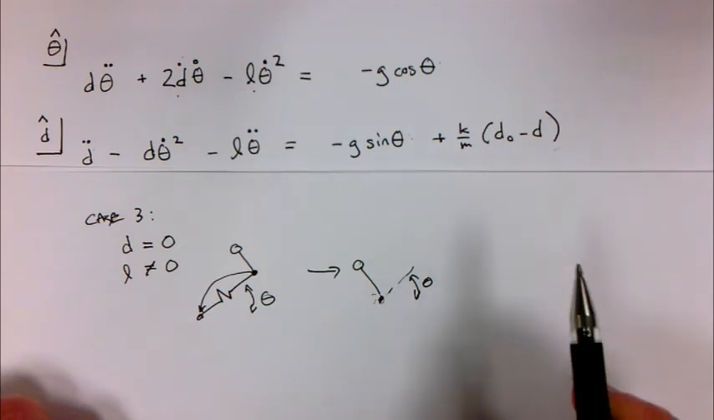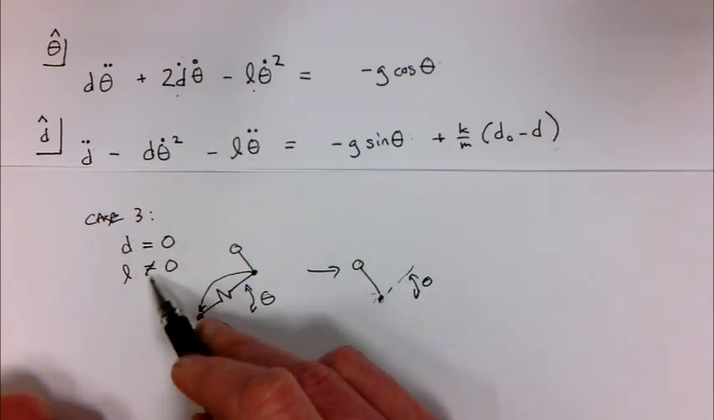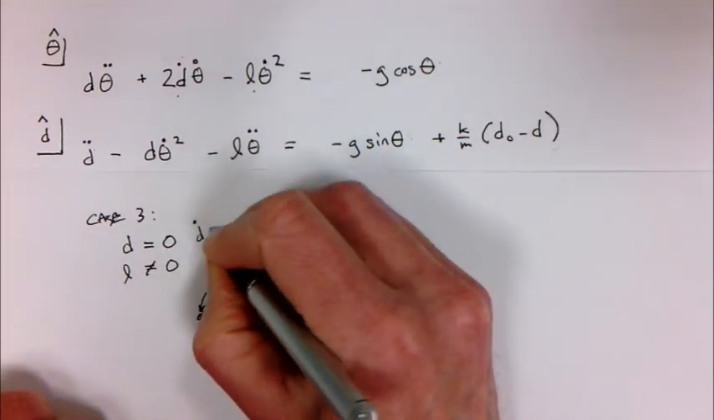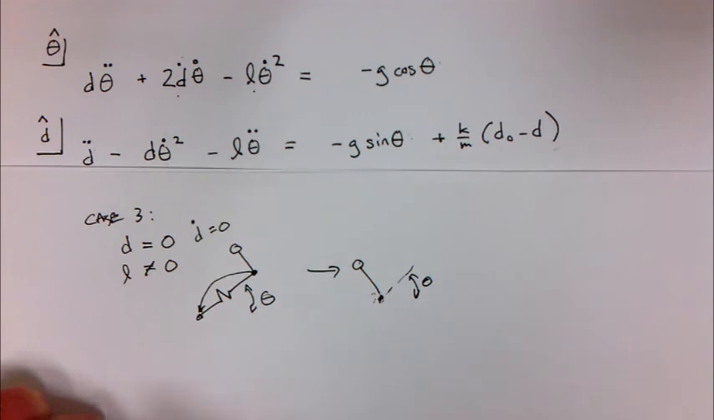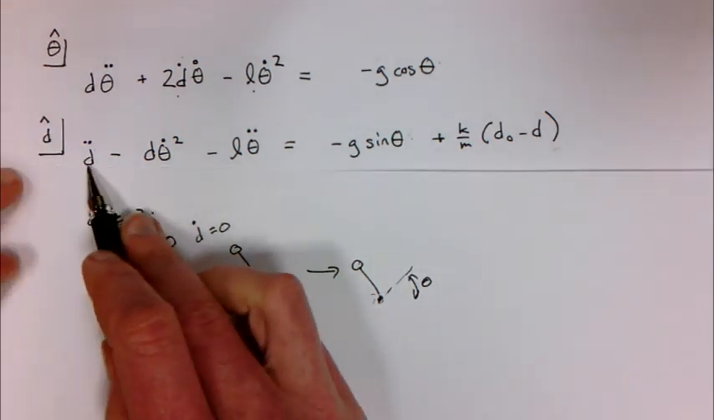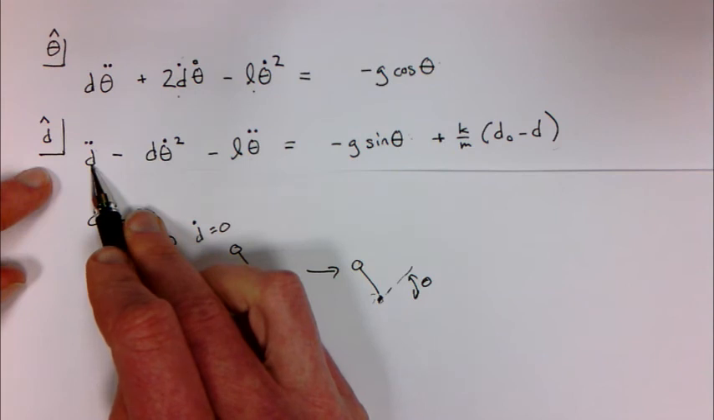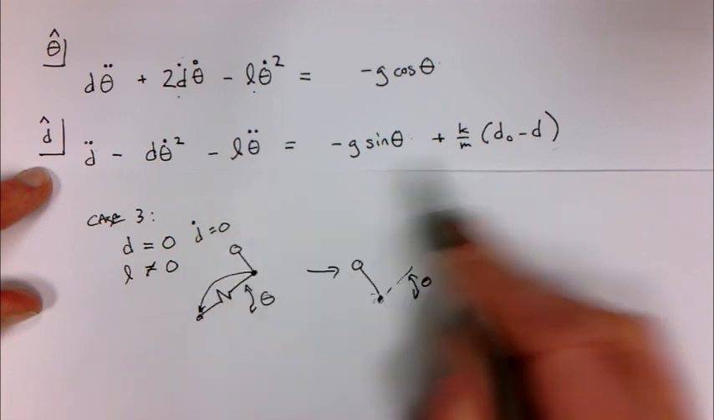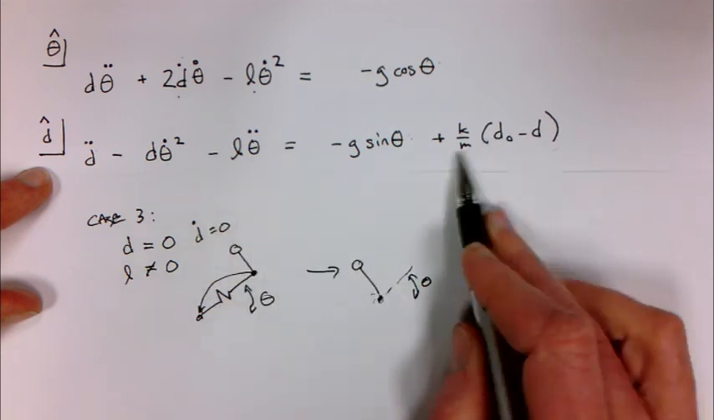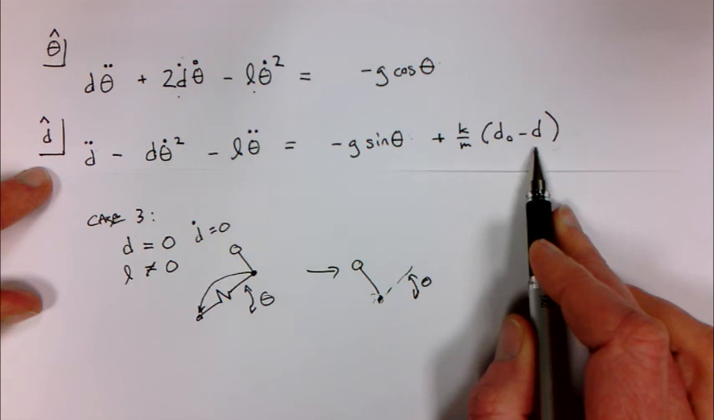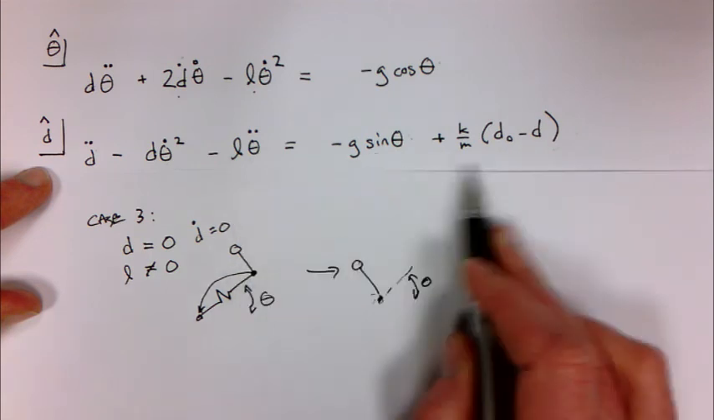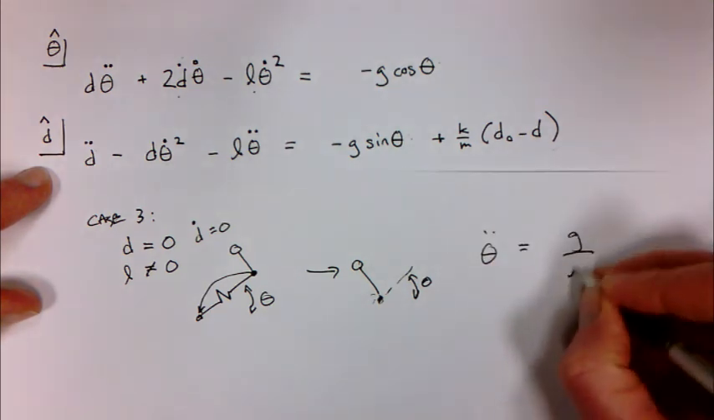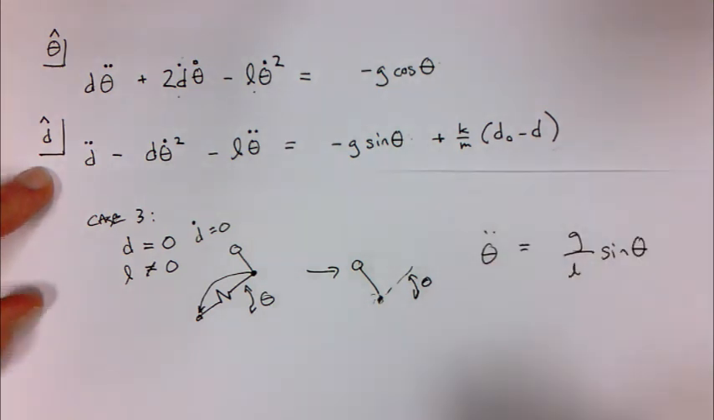Well, if we look at that case, d is 0, L is non-zero. Since d is 0, that also implies that d dot must be 0, and d double dot must be 0. So let's look at the second equation to get some sense of that. D double dot is 0, d is 0. On the right-hand side, the only way d can be 0 is also if d naught is 0. Otherwise, we'd actually have an acceleration in the d hat direction. So the only way that this is going to work out is if we actually have theta double dot equal to g over L sine of theta.